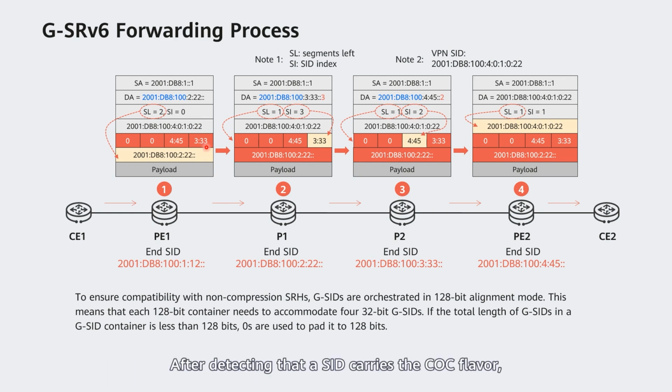After detecting that a SID carries the COC flavor, P1 keeps the prefix unchanged, sets the SI value to 3, and obtains the GSID value 3:33 based on the SL and SI values. Then, P1 copies 3:33 to the corresponding position in the DA field, adds the SI value to the DA field to identify the position of the GSID, and forwards the packet.